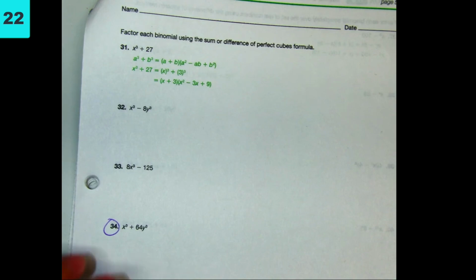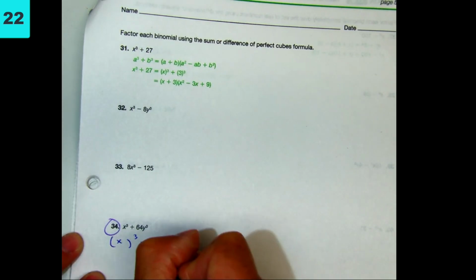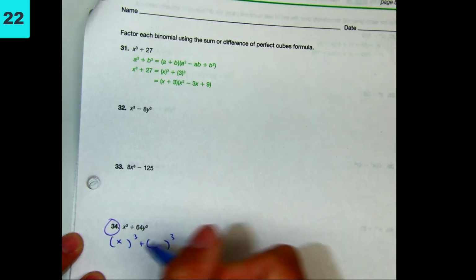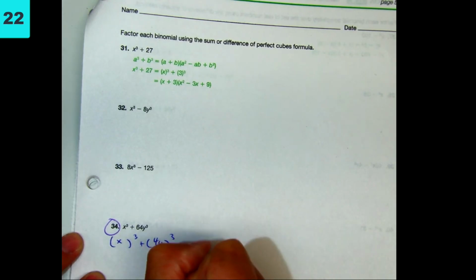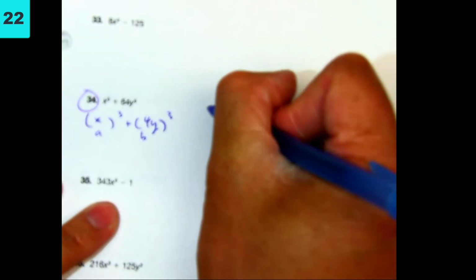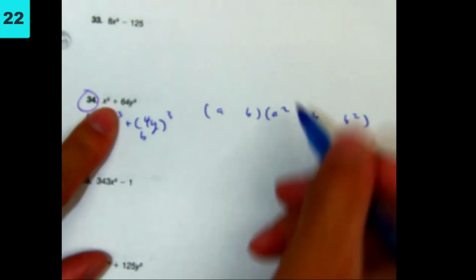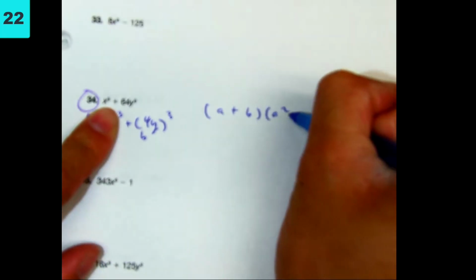Number 34. A value, it's x. And then B value, 4y. Okay, so now I use my formula: a plus b, a squared, ab, b squared. I'm going to use SOAP. Same, opposite, always positive.